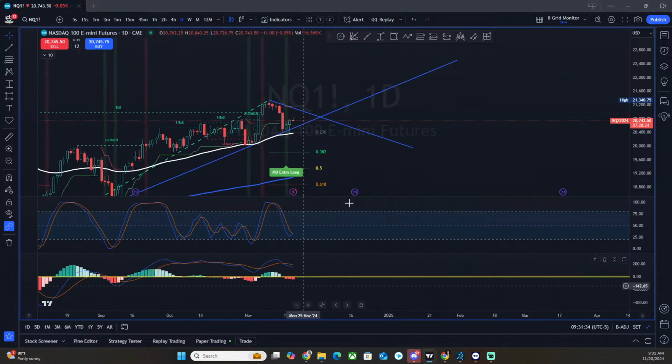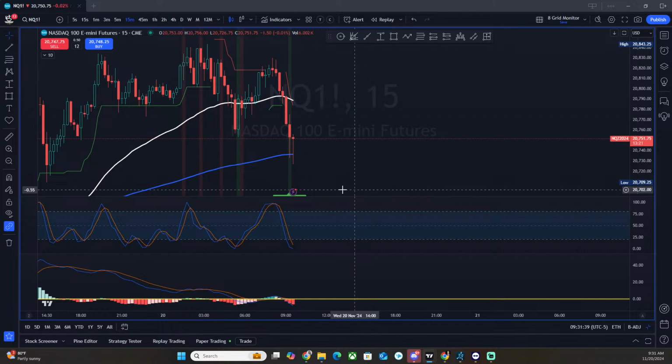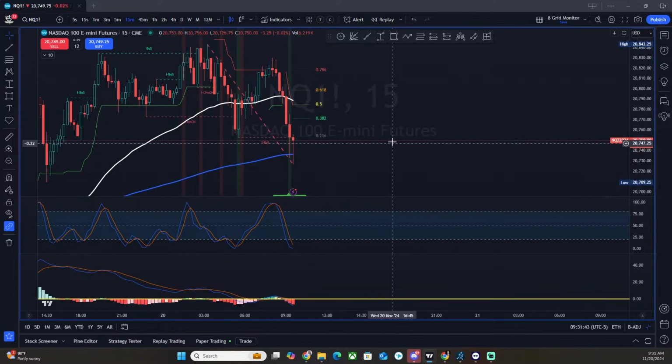So what does opening range breakout mean? All right, so let's go look at the first 15 minutes. So in the first 15 minutes, we started a little bit red, and we're coming from a downward trend in itself. So that's probably that pullback that we're getting.